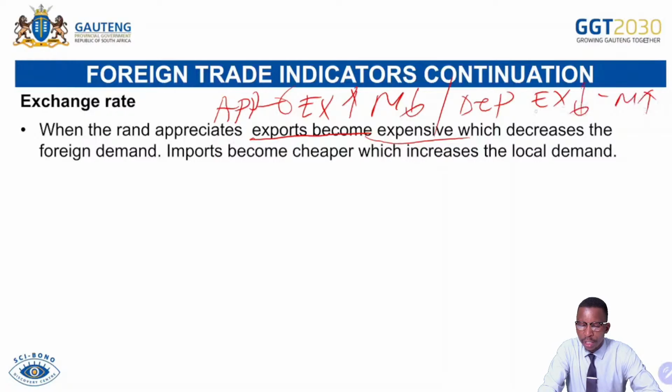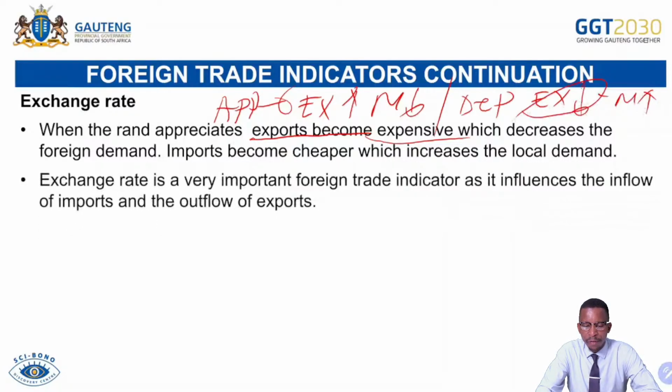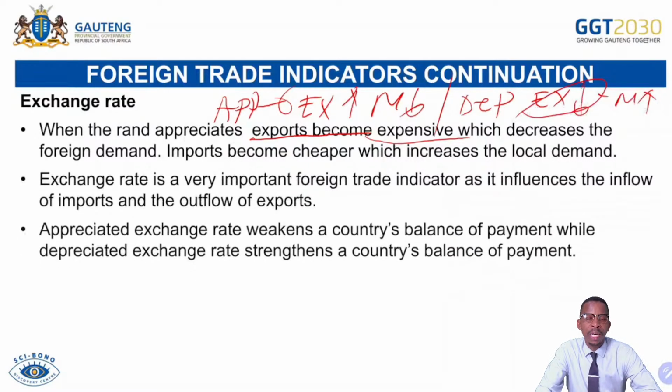So in this situation, as exports are becoming cheap, there will be more demand for local goods abroad, which can even improve the BOP deficit because more goods will be flowing out and more income will be received for those goods and services. Exchange rate is a very important foreign trade indicator as it influences the inflow of imports and outflow of exports. Yes, it ensures that goods are coming in large numbers or less, or we export more or less. An appreciated exchange rate weakens the country's balance of payments, while a depreciated exchange rate strengthens the country's balance of payments.